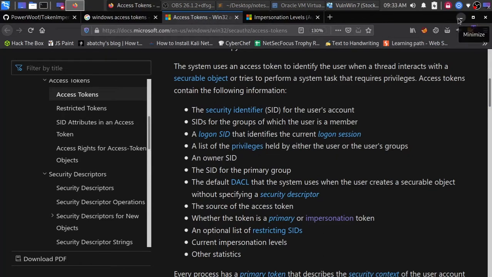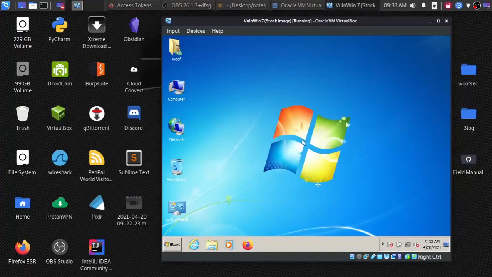So that is why tokens are so important, and that is why you need to impersonate a second user, or whoever the user is at that time, in order to know whether you are allowed to do something on the system.